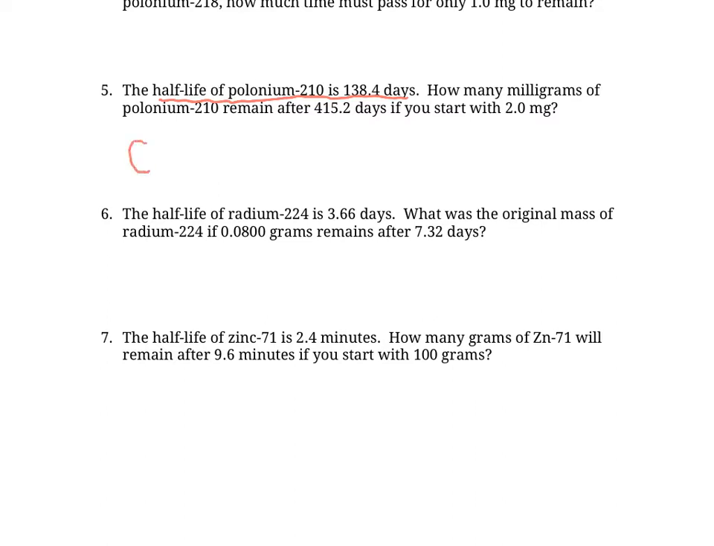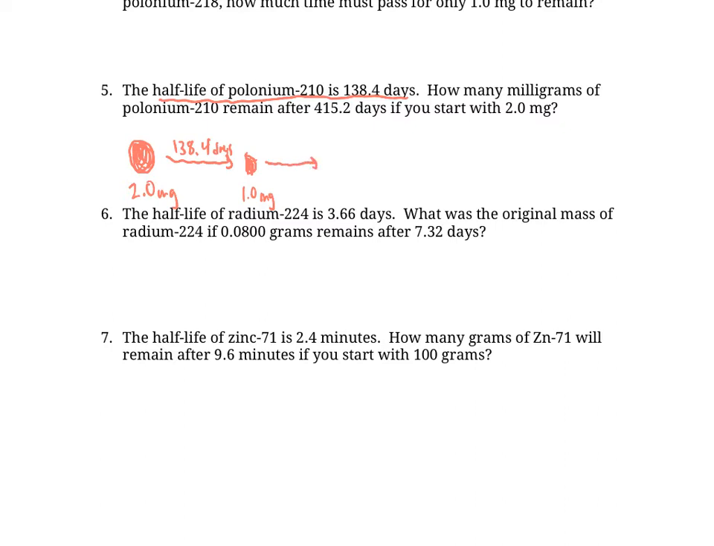So what I'm going to do here, again, I'm going back to that picture method. So this is always an option. We're starting with 2.0 milligrams, and that's going to decay over a period of 138.4 days. Okay? So after that 138.4 days, I'm going to have half of that. So half of 2 is 1, right? 2 divided by 2 is 1 milligram. And I'm going to continue to decay that.